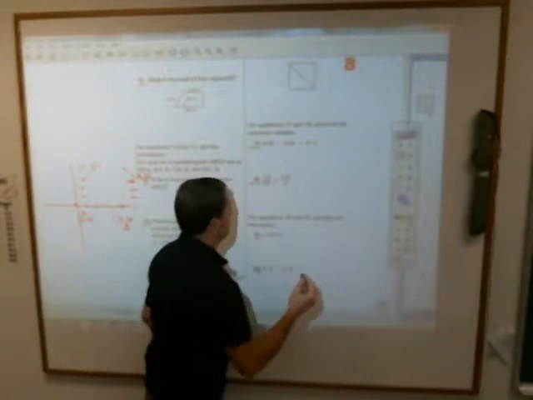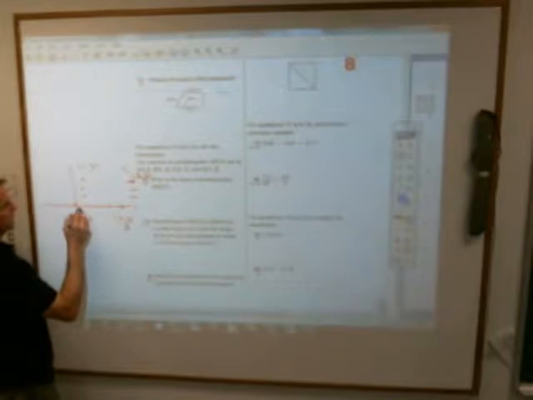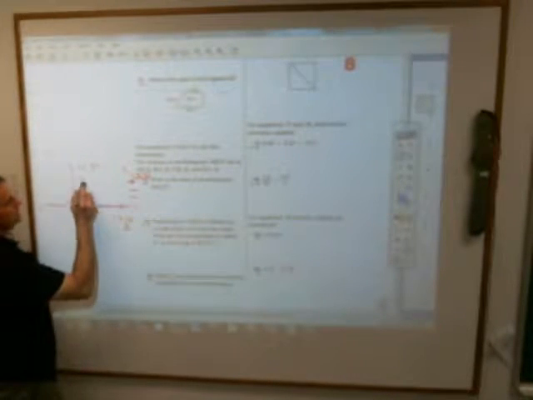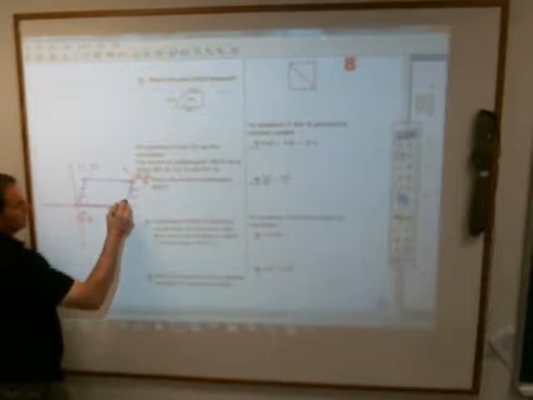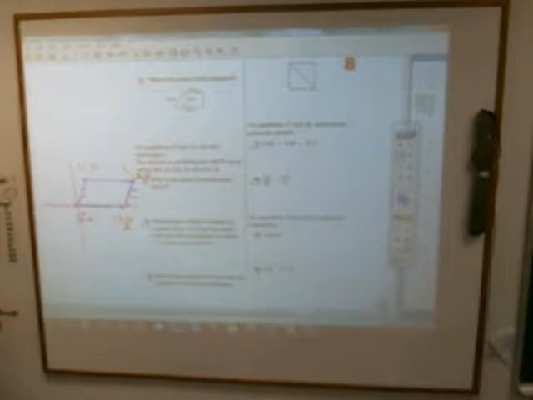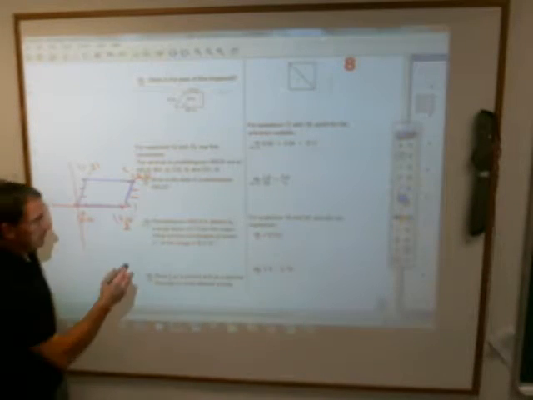Let's pay special attention here. So here's my parallelogram. It goes like this, goes like that. Mine's not the best, but it'll get the job done. A, B, C, D. What is the area of the parallelogram? What is the formula for the area of a parallelogram?